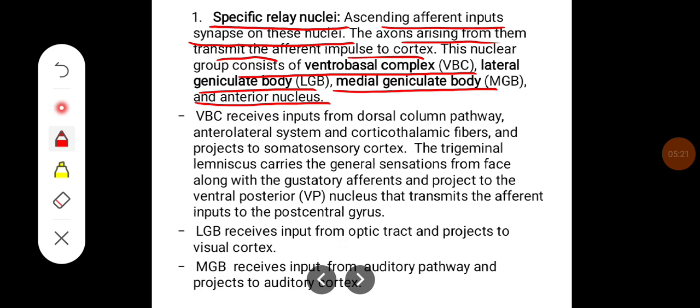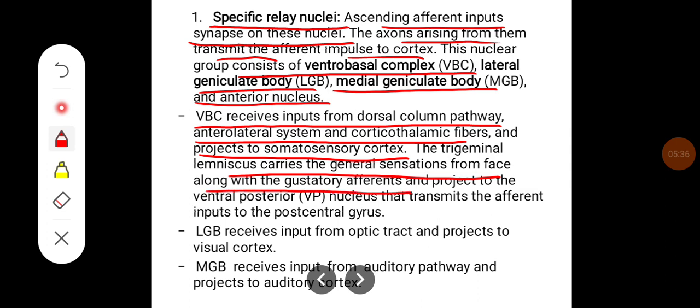The ventrobasal complex receives input from dorsal column pathway, anterolateral system, and corticothalamic fibers and projects to the somatosensory cortex. The trigeminal lemniscus carries these sensations from face along with gustatory afferent and projects to the ventroposterior nucleus that transmits the afferent inputs to the postcentral gyrus.